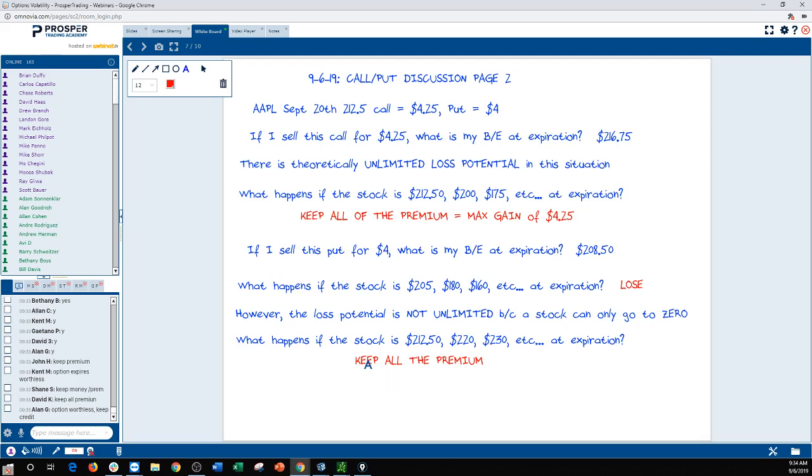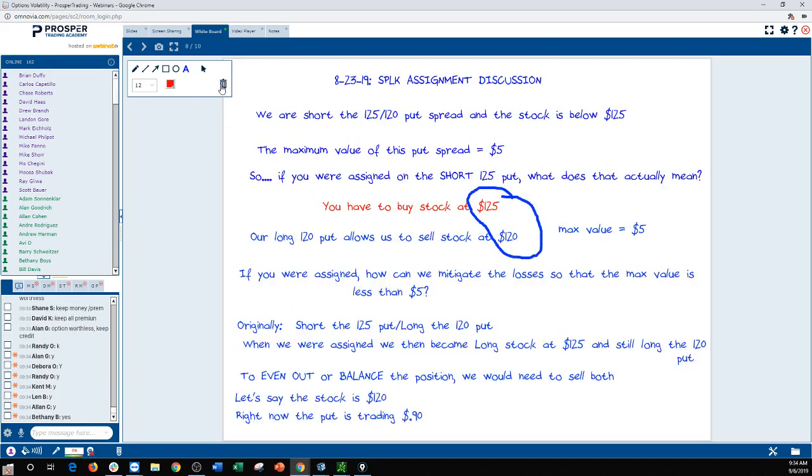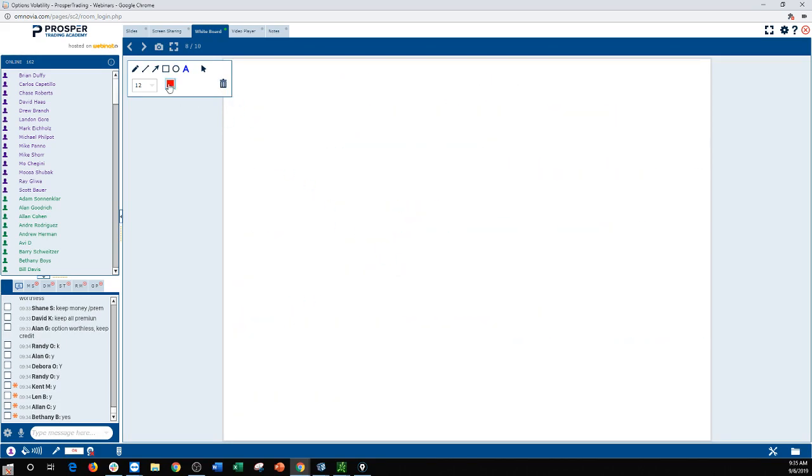Okay, everybody got that one? Because now, Randy, I'm going to tie this together with the difference between the long call and the short put. Everybody okay with this? Randy, you good with this here on the short put side? Okay, so let me get another whiteboard up here. And let's tie this all together here.